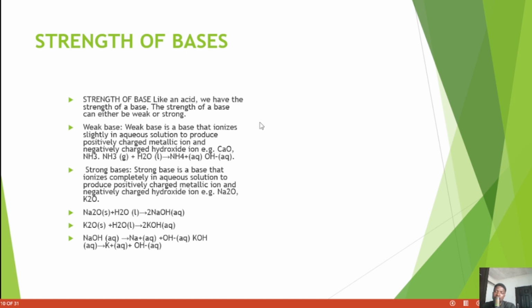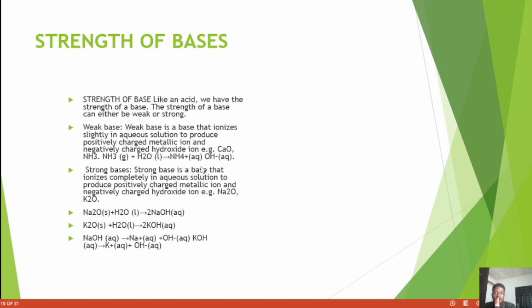The strength of base, like an acid, is basically described or split into two, that is weak or strong. The weak base is a base that ionizes slightly in an aqueous solution to produce positively charged metallic ions in most cases, and negatively charged hydroxide ions. A very good example is ammonia. When ammonia dissolves in water, it is going to form the ammonium ion and hydroxyl ion. So your very good example of a weak base is ammonia.